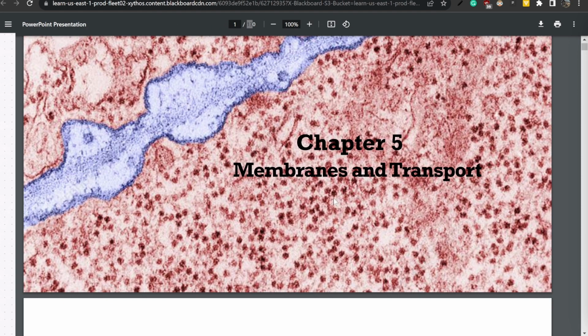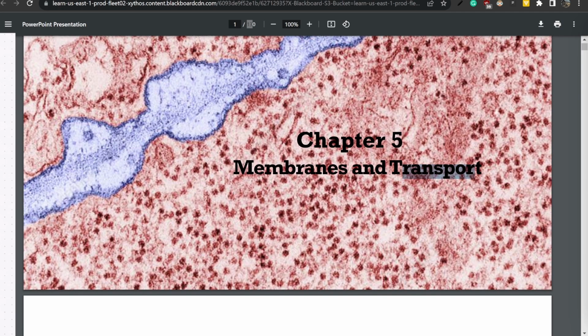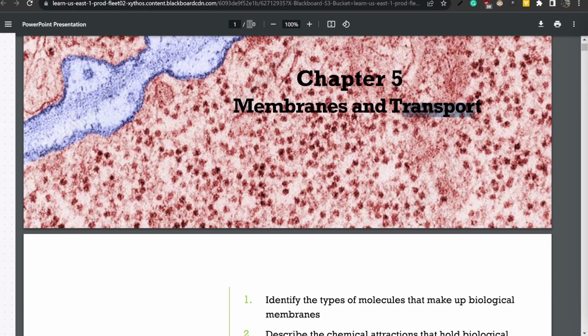So membranes and transport. Before I even start, I'm thinking about membranes and transport. So what do I know about membranes? Well, I know that cells have membranes, kind of like this blue thing over here. And I know that transport is like things going in between cells. Maybe something goes into the cell, something goes out. So you can see right away that I'm thinking about what this topic is about. I'm not just going to the first slide already.